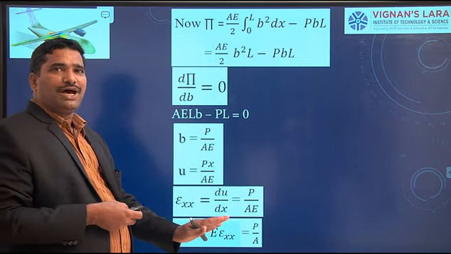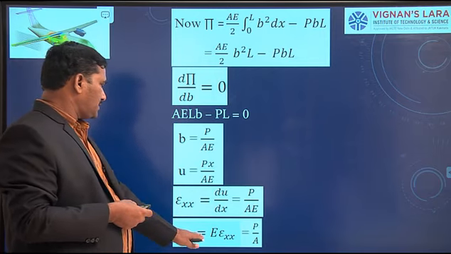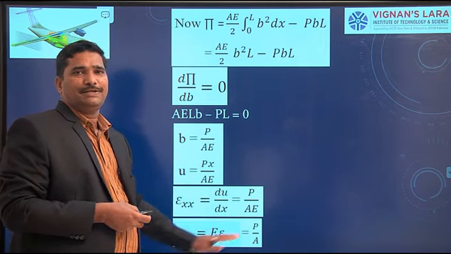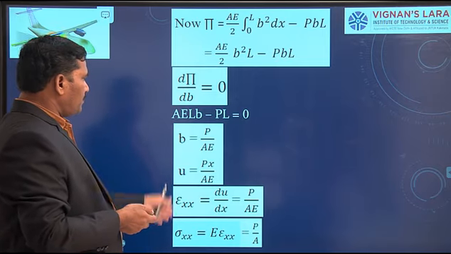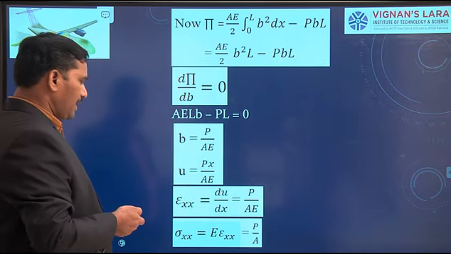And according to Hooke's law, stress by strain equals Young's modulus. Therefore, stress sigma xx equals E into epsilon xx, which equals P by A. Right? This is the example which we have taken to understand the Rayleigh-Ritz method.